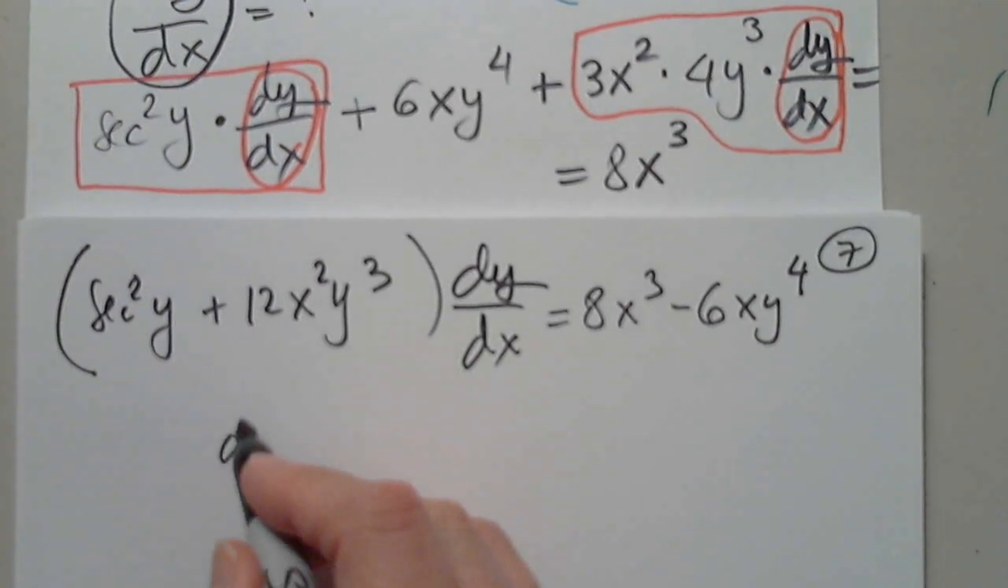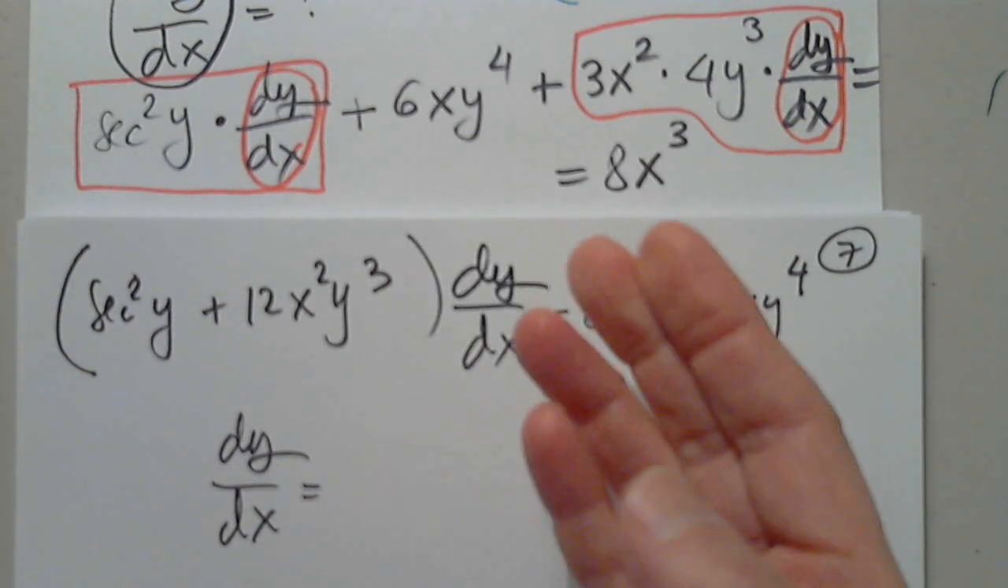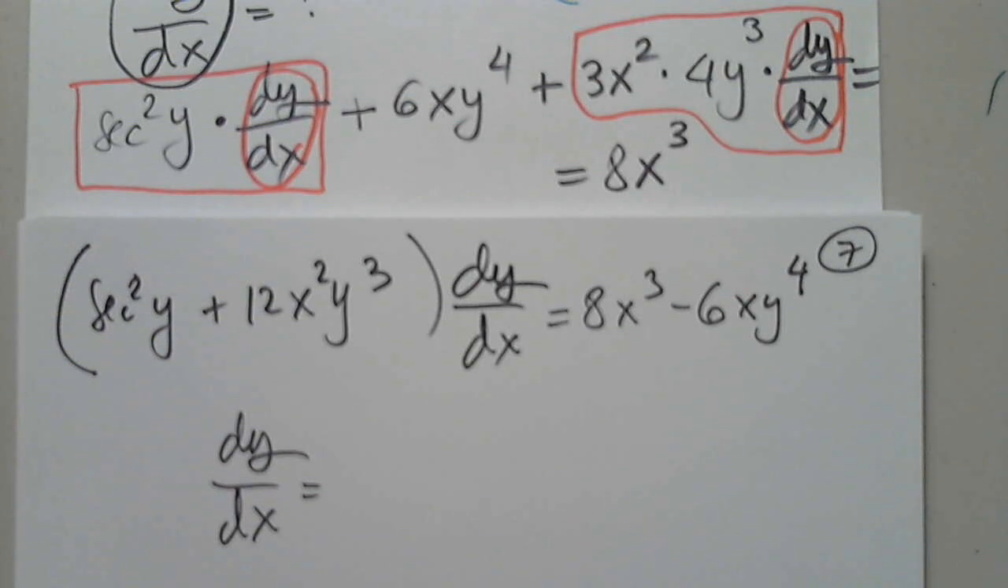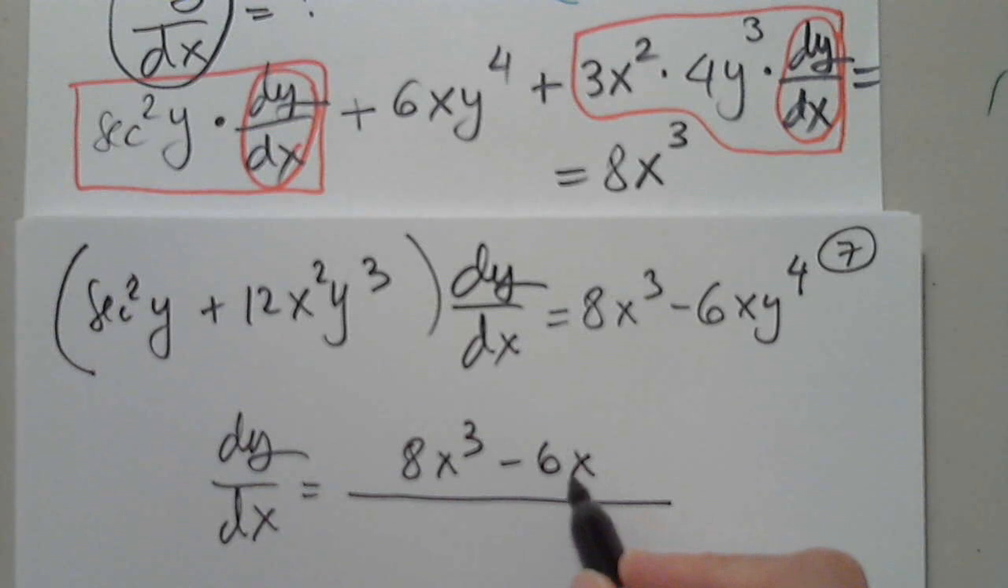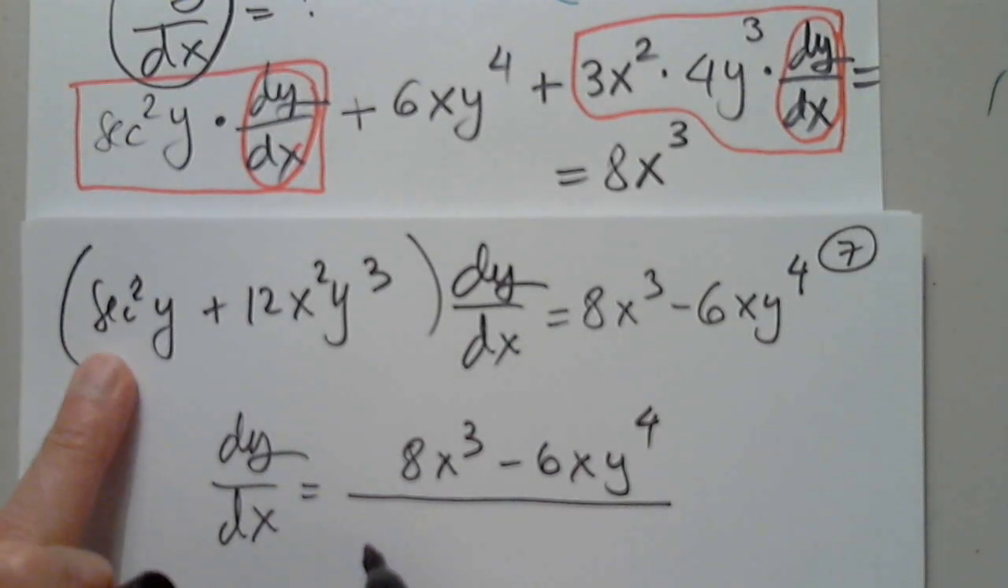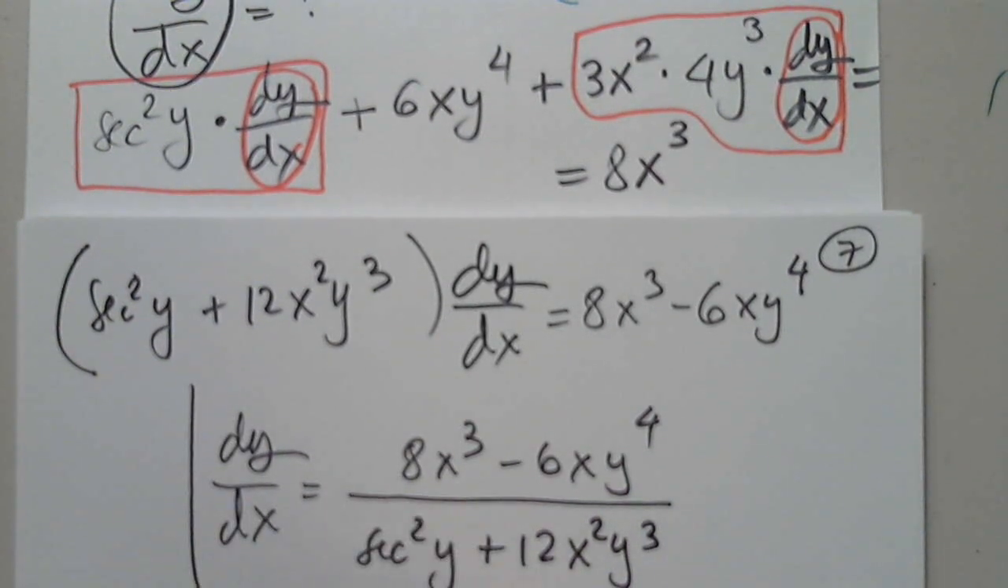Can anyone give us the final form for dy over dx? This is our variable. This is the right-hand side, and this is the factor in front of this variable. That would be 8x cubed minus 6xy to the power 4 over secant squared y plus 12x squared y to the power 3. Brilliant. Thank you very much. Awesome. Great job.